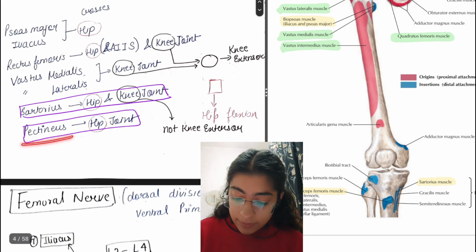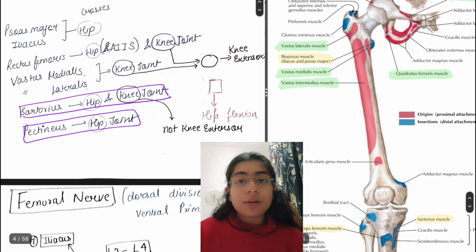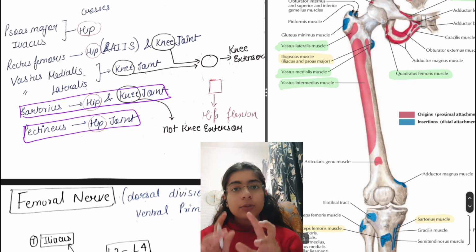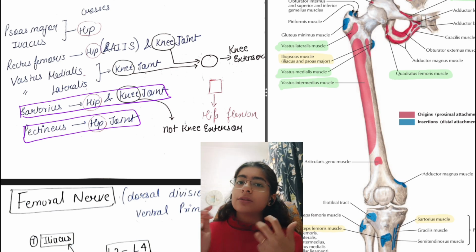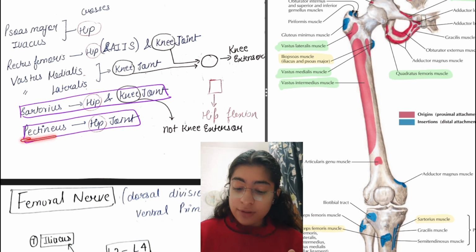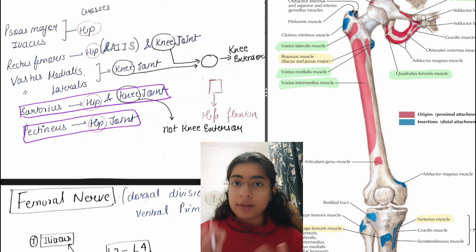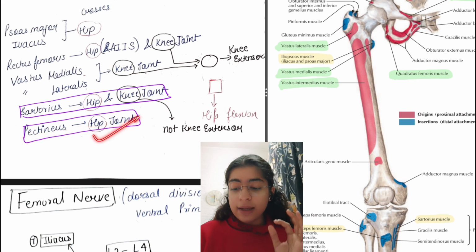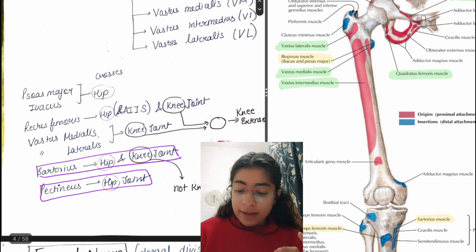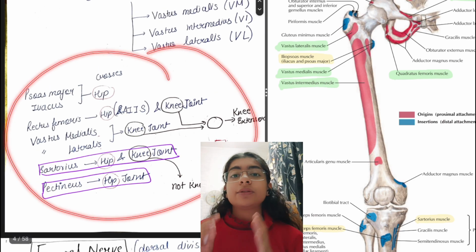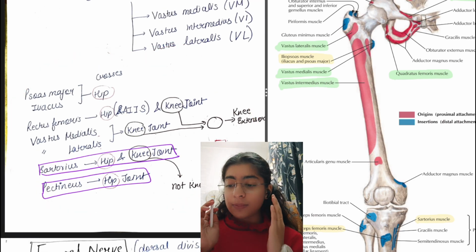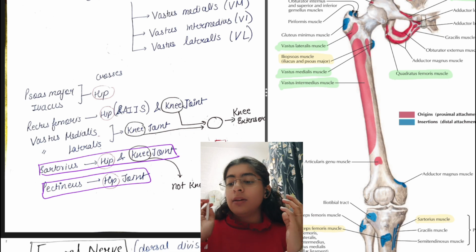Next is the pectineus muscle. So pectineus muscle also we know from the crest on the pubis to the pectineal line. So we can say that pectineus is only crossing the hip joint. So not a knee extensor, but only a hip flexor. So this thing you need to know, and this will help you strengthen the concepts of the muscles and how they are present, what they are doing.